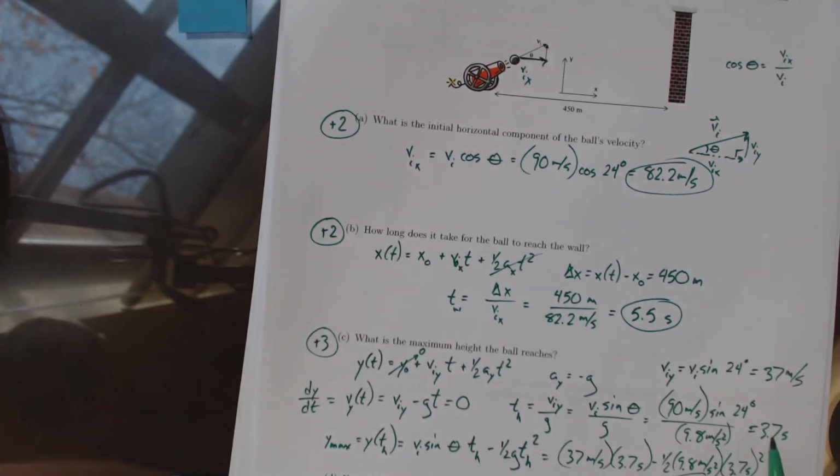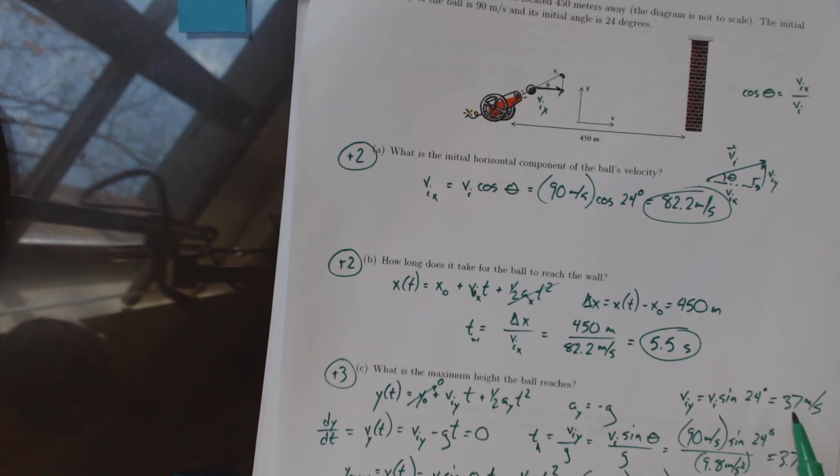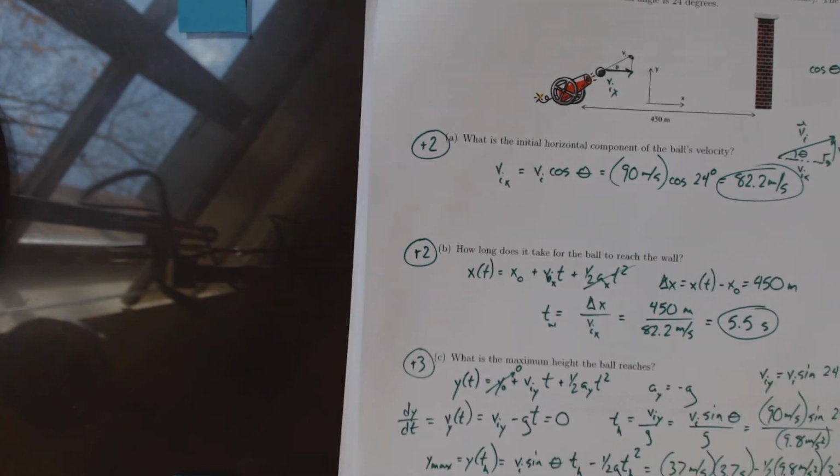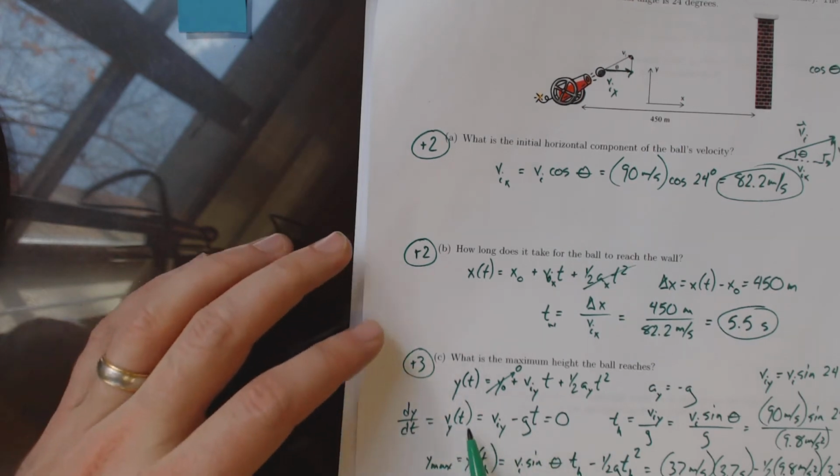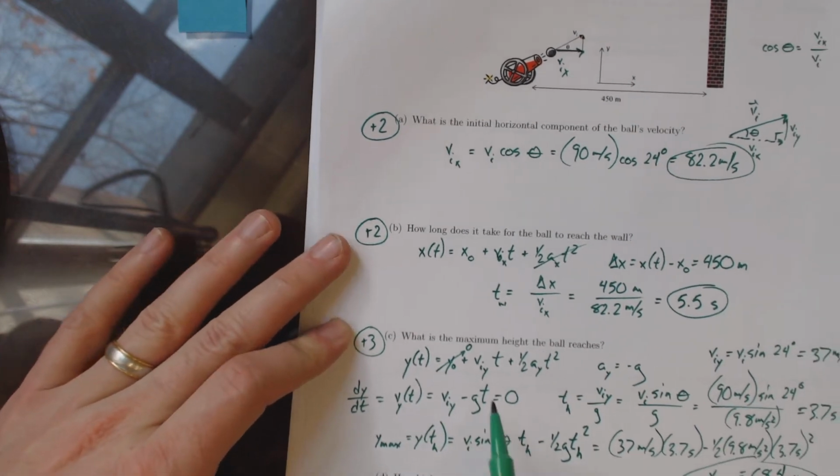And like I said, if you knew that you needed to calculate the time that it takes to get up to that maximum height, you got a point for that. You'd get a point for figuring out that you need to figure out the initial y component. I think you maybe get a partial point if you knew that you had to use the equation for velocity as a function of time and set it equal to 0.